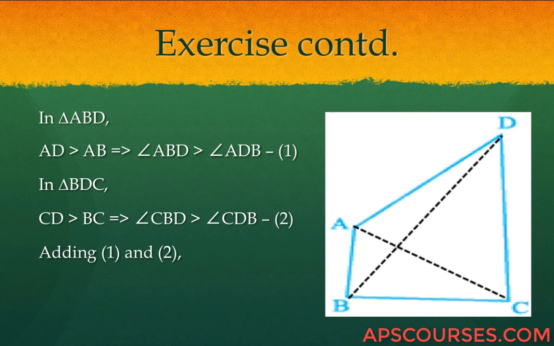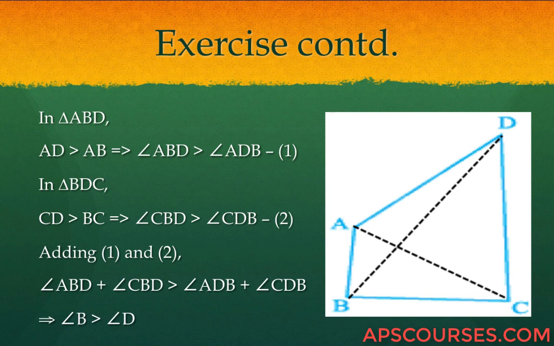Add the two relations 1 and 2. Angle ABD plus angle CBD would be greater than angle ADB plus angle CDB, and therefore you get angle B greater than angle D. So you have proved one part.